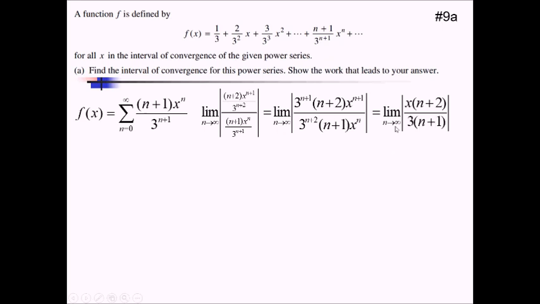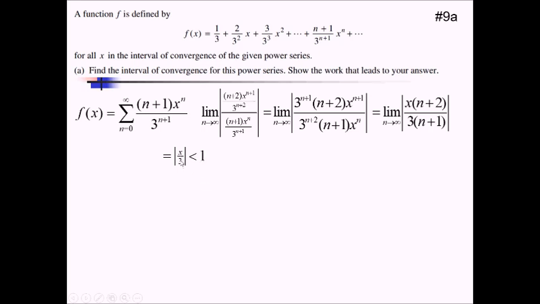As n approaches infinity, I can ignore these slower growing plus 2 and plus 1 constants with my n's. So then I really just have xn over 3n. N's cancel, leaving me with just x over 3 in absolute value. And now for this series to converge, my nth ratio, which is this expression here that I just got, has to have a value of less than 1 in order to guarantee that we converge.